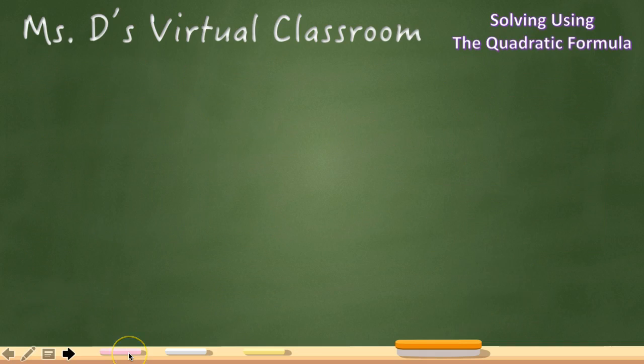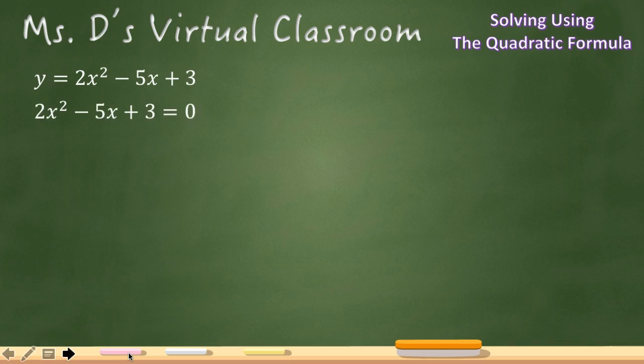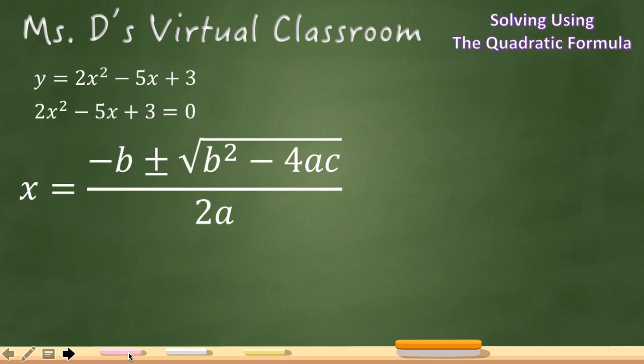Now that you know the quadratic formula, let's see how we can use it. We'll start with the equation y equals 2x squared minus 5x plus 3. First, set the equation equal to 0 to solve it. Then use the quadratic formula and plug in the coefficients a, b, and c in the correct places.